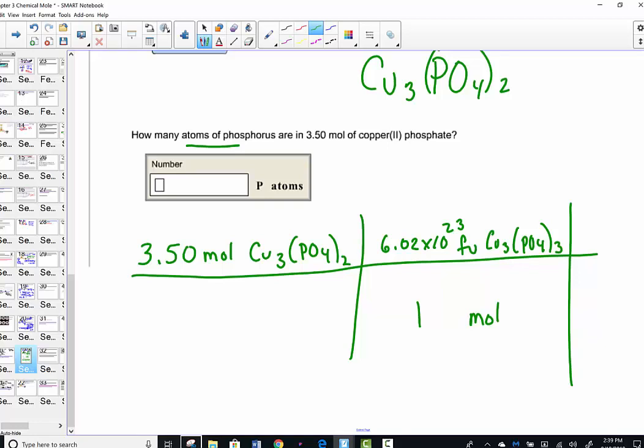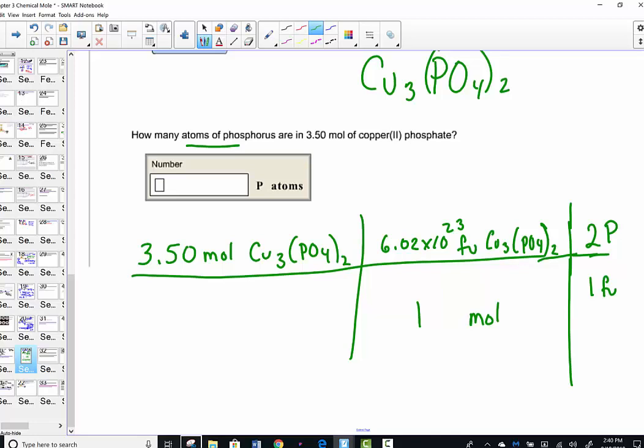But I'm not yet done because we wanted to know individual atoms of P, phosphorus. Look inside the formula and how many P's do we count? Thank you, because those who answered based on what I wrote were correct. Those who answered based on what I should have written were also correct. It's 2. Cu3, PO4 taken twice. I accidentally carried a 3. There are 2 phosphorus atoms per formula unit.